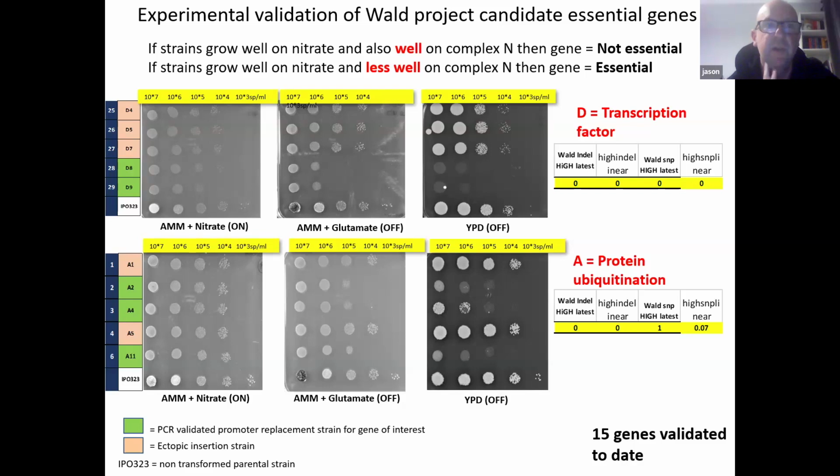And then when you switch those strains onto off media, which either contains an amino acid like glutamate or rich media like YPD, hopefully you can see for both examples that those strains can no longer grow when those genes are switched off. So this is really good. It's working reasonably well. We've validated 15 genes to date from the WALD data as candidate essential for life genes in Zymoseptoria tritici, although there is some confidentiality on that at the moment due to the company being involved.